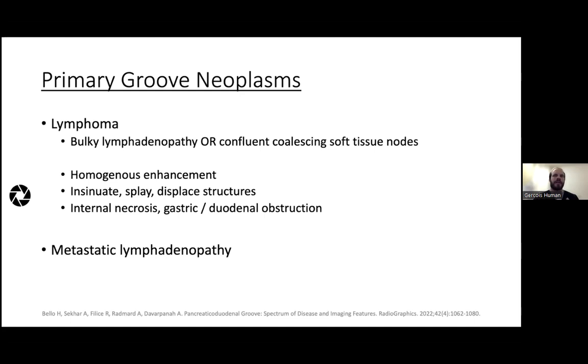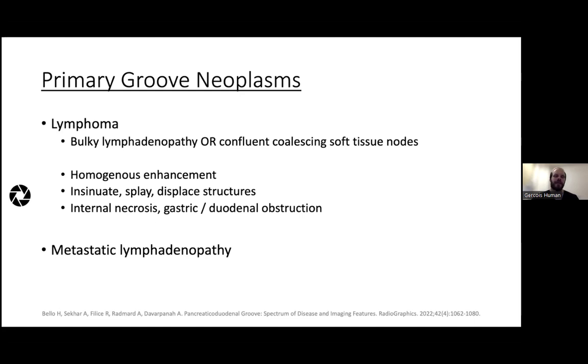Lymphadenopathy in the pancreaticoduodenal groove can be a manifestation of either primary lymphoma or metastatic malignancy. Lymphoma is the most common primary retroperitoneal malignancy that will cause bulky lymphadenopathy or confluent, coalescing soft tissue nodes. If the duodenum and pancreas are the primary sites of lymphoma, it can bulge into the pancreaticoduodenal groove.